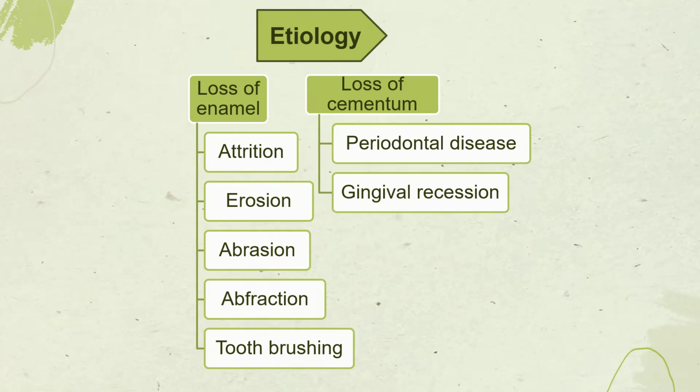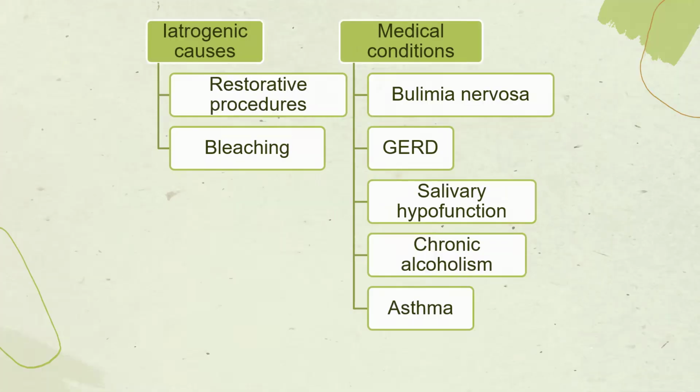Loss of enamel is due to attrition, erosion, abrasion, abfraction, and faulty toothbrushing. Loss of cementum is due to periodontal disease and gingival recession. Iatrogenic causes are there due to restorative procedures and bleaching. Medical conditions, mainly bulimia nervosa, GERD, salivary hypofunction, chronic alcoholism, and asthma.